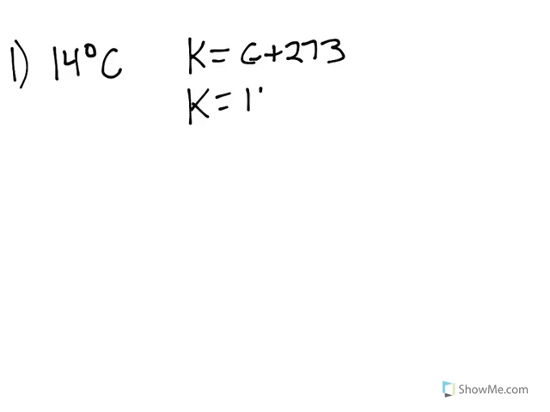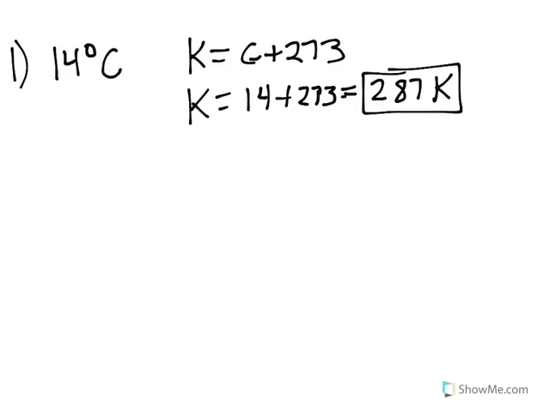In number 1, you're given two temperatures, but you're only really concerned about this one, 14 degrees Celsius. And you want to convert this one to both kelvins and degrees Fahrenheit. So to convert to kelvins, kelvins is equal to Celsius plus 273. So all I have to do is say 14 plus 273, and that gives me 287 Kelvin. That was easy.